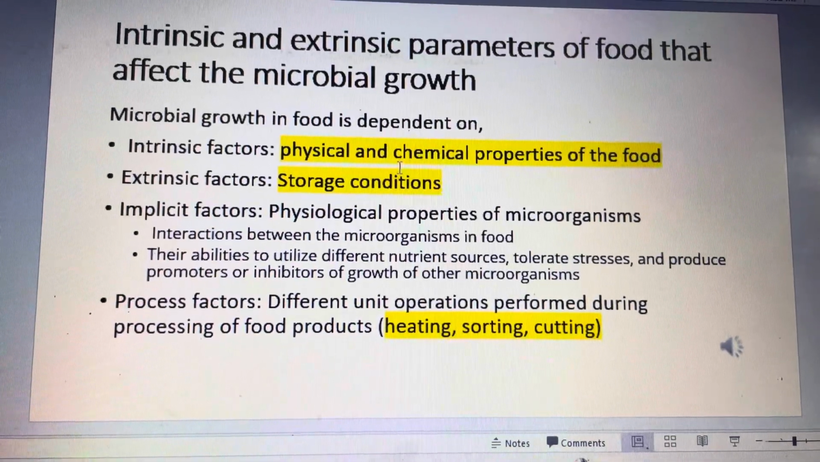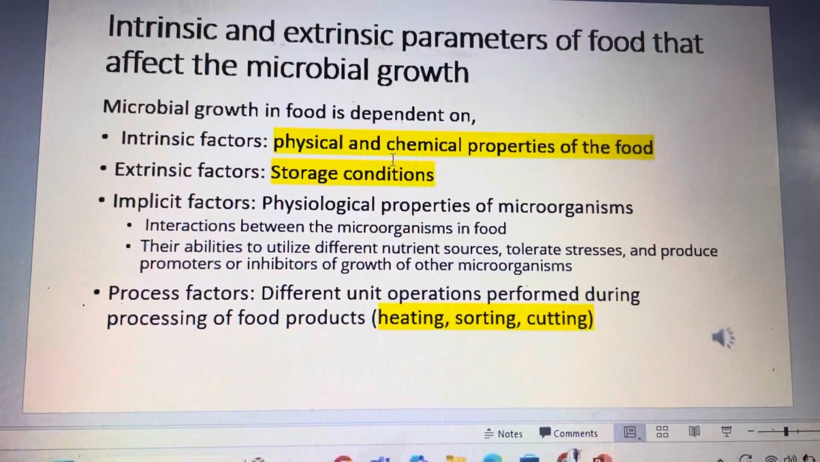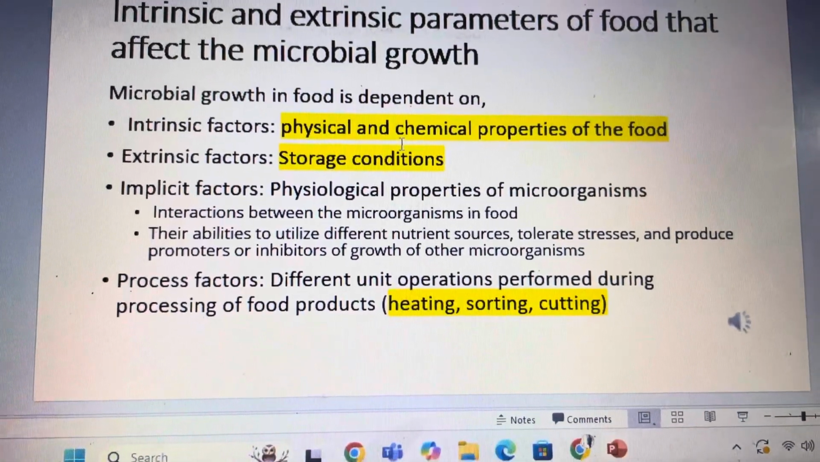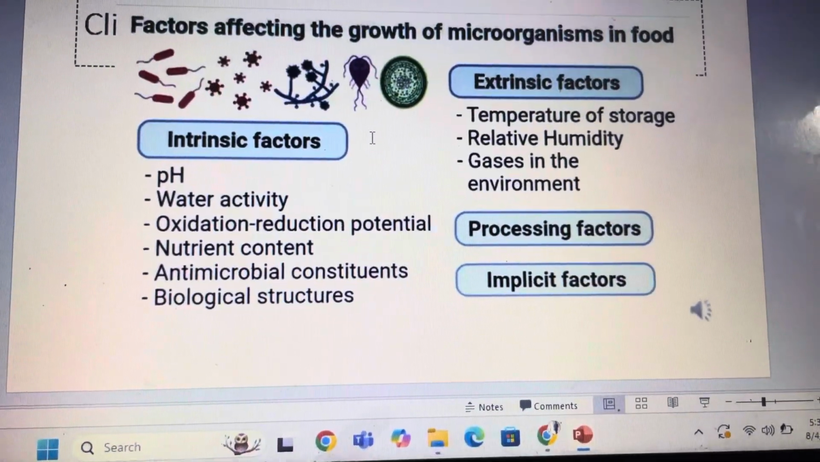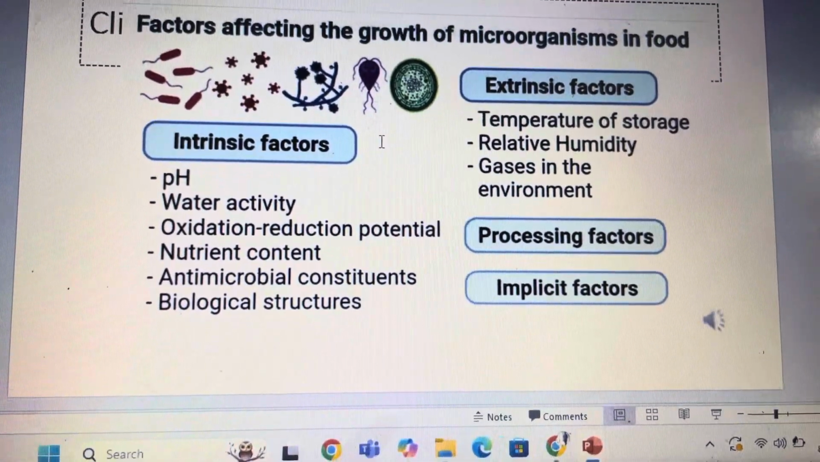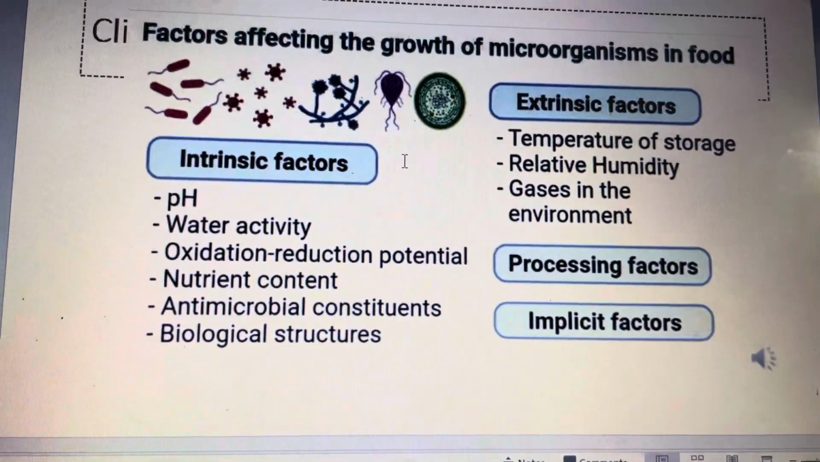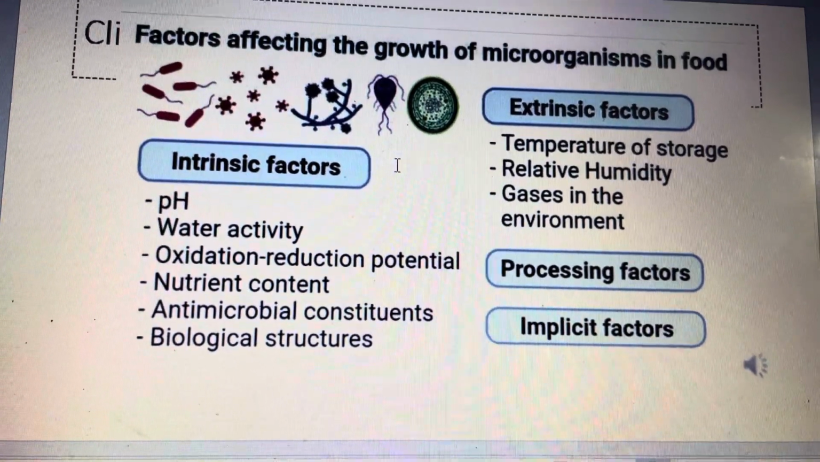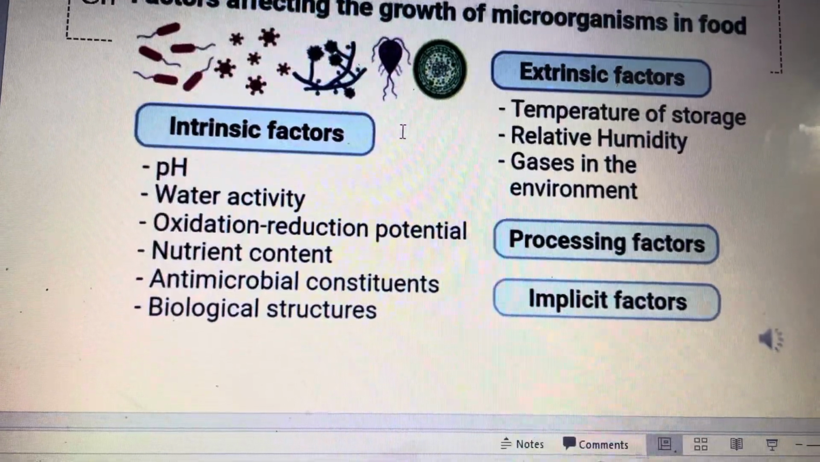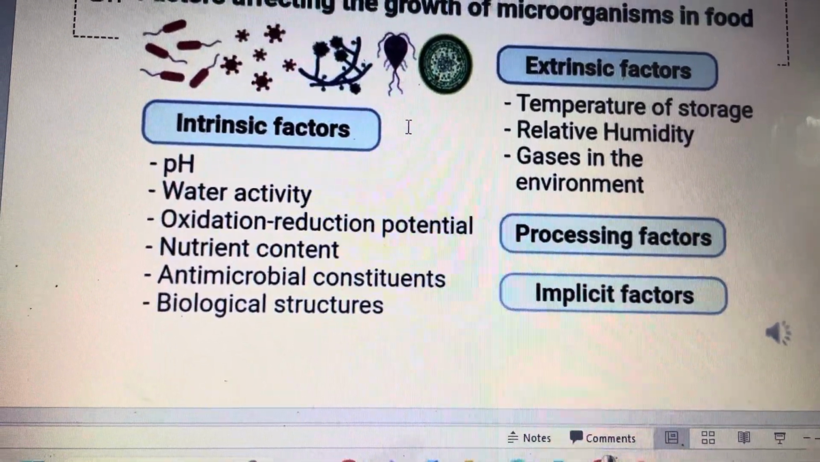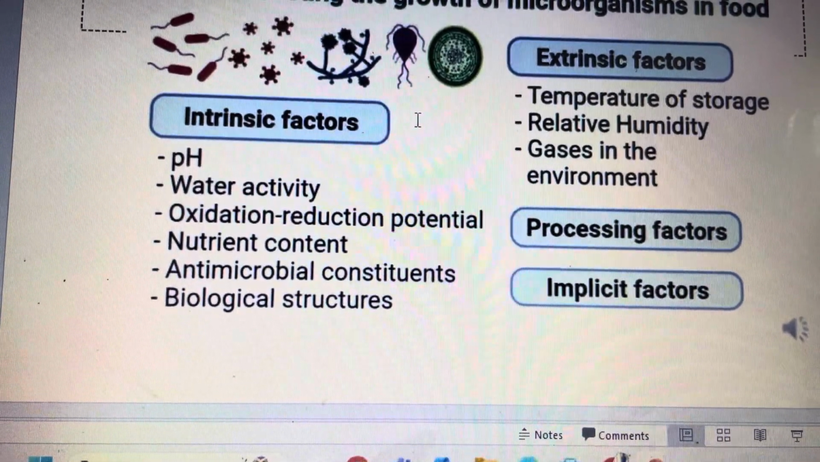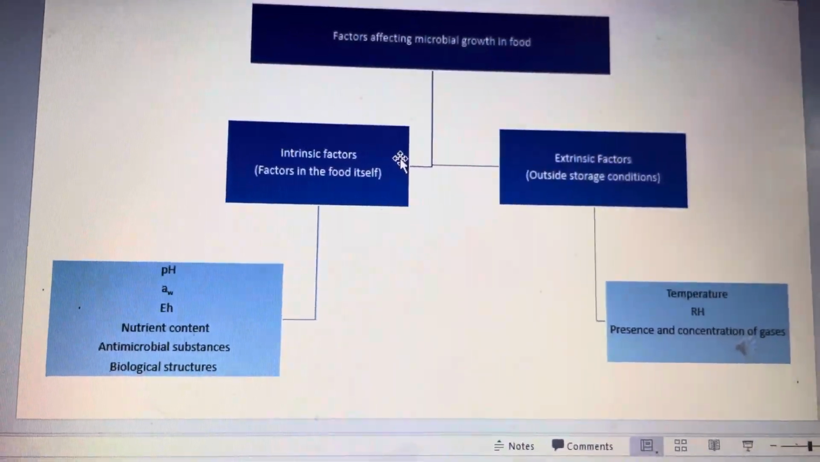In this lesson, we are going to talk about the intrinsic and the extrinsic parameters of food that affect microbial growth. You can see there are intrinsic factors like pH, water activity, oxidation reduction potential, nutrient content, and antimicrobial constituents and biological structures. As extrinsic factors, you can see temperature of storage, relative humidity, and gases in the environment.